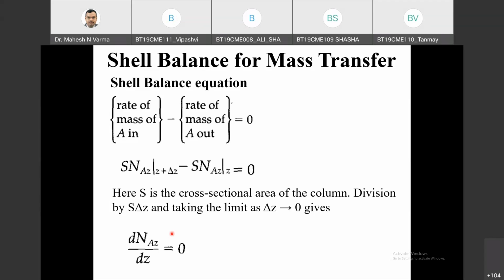Very good, very good. So this is the difference actually. When we are studying a shell balance for momentum transfer and heat transfer, based on the situation we might use only conduction or molecular flux, or sometimes combined, based on the situation. But in mass transfer, all the time we will be using combined flux only. Why is it so? Vipasvi, roll number 111. Why will we be using combined mass flux all the time in mass transfer?